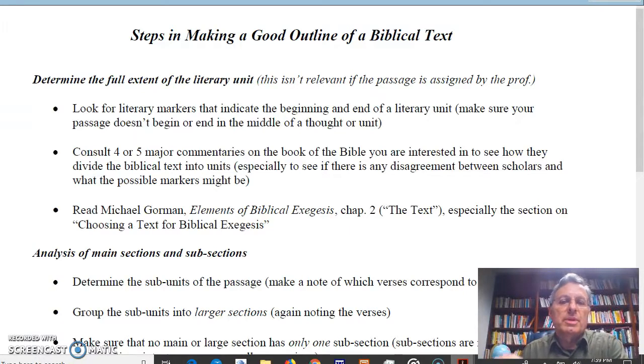So here we're going to give some instructions about how to make an outline of your biblical text, whether it's your Tower of Babel text in Genesis 11 or the prologue of John in John chapter 1. So determining the full extent of a literary unit is not something you actually need to do for any assignment in this course. But if you were, say, taking a course on the book of Jeremiah and you were asked to choose a literary unit, an oracle of the prophet, to write the paper on, you'd have to select what's the beginning and end of it. And that's something we could talk about another time.